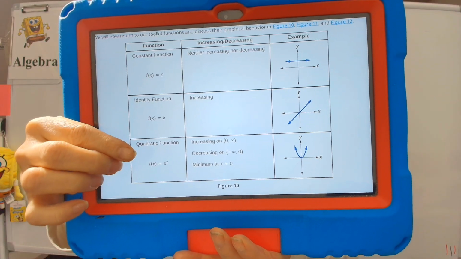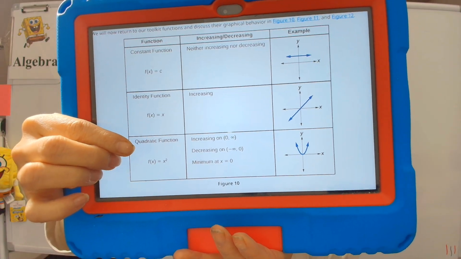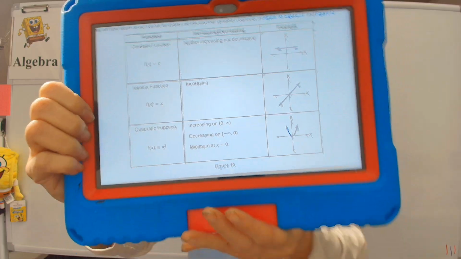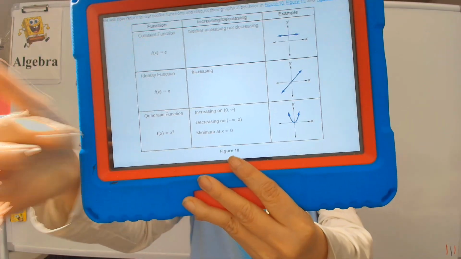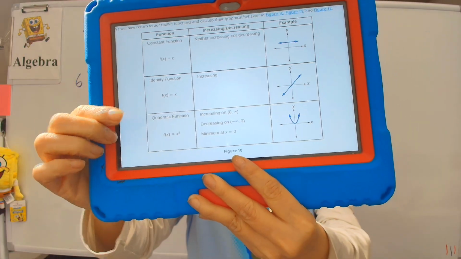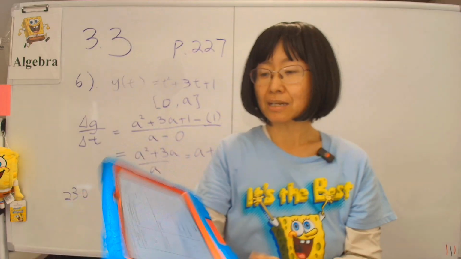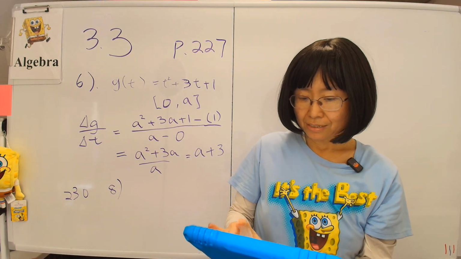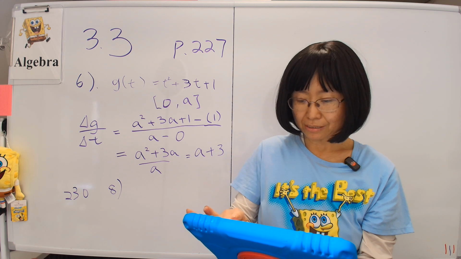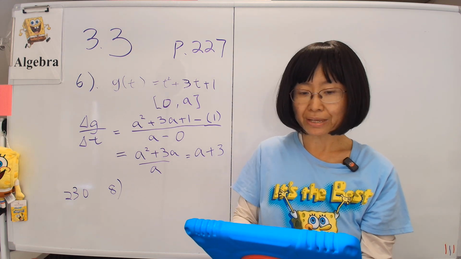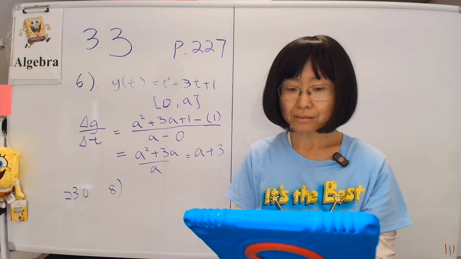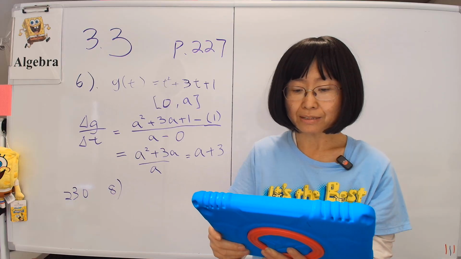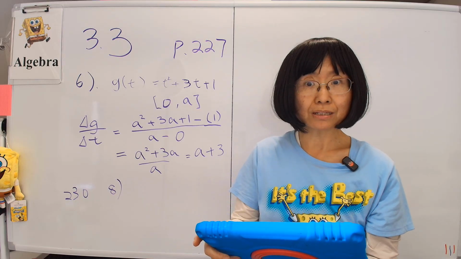The identity function, where f of x equal to x, is increasing. The quadratic function falls down first, and then goes back up later if you're walking in the positive direction. These are all actually quite obvious. So please look at the rest of the graphs by yourself on page 232, just to take a quick look at them, and also to memorize what they look like.